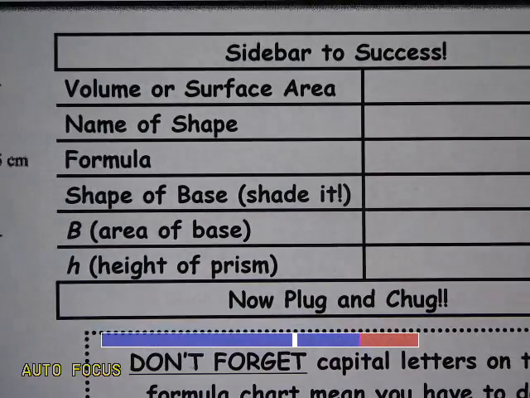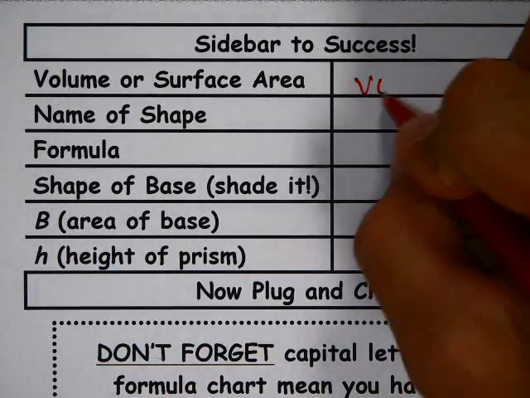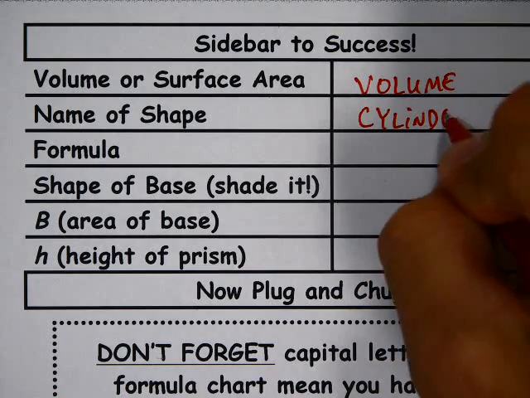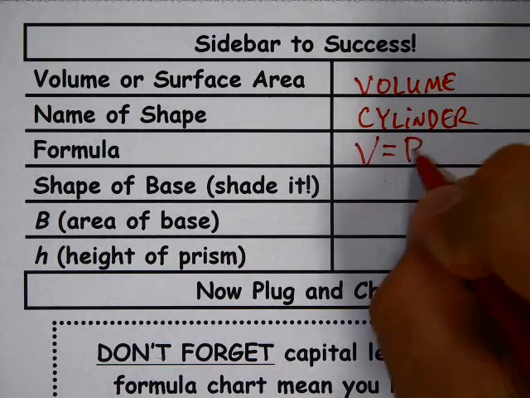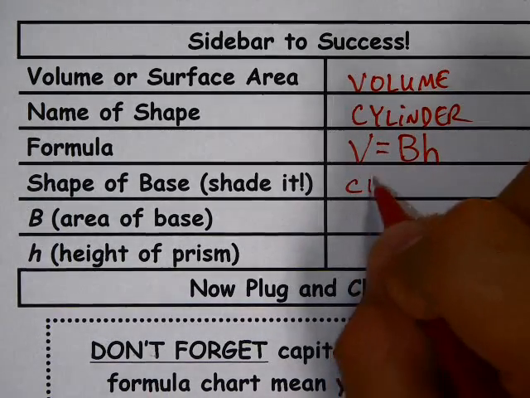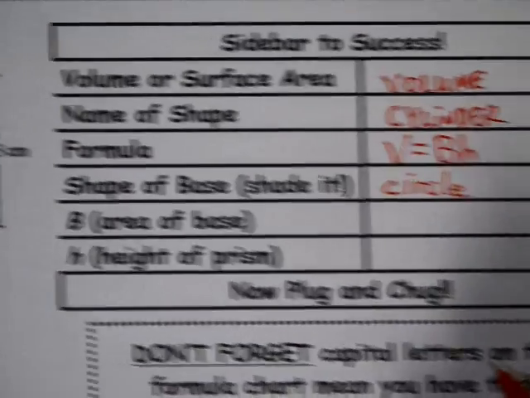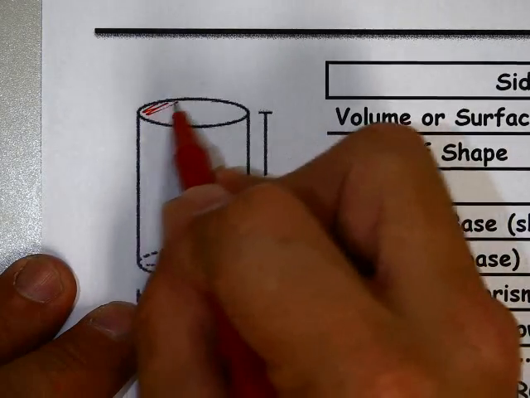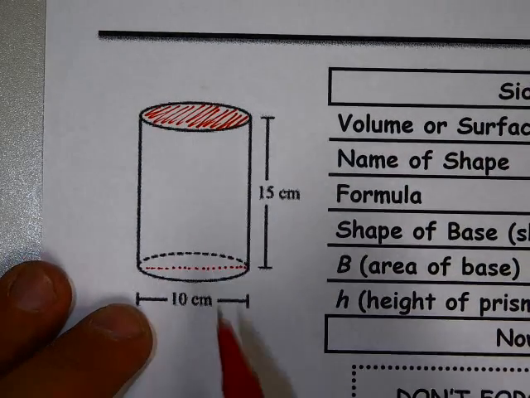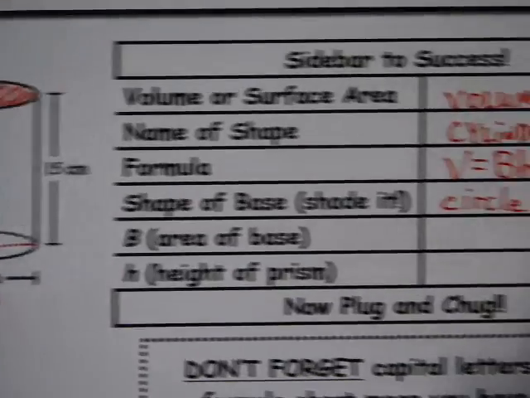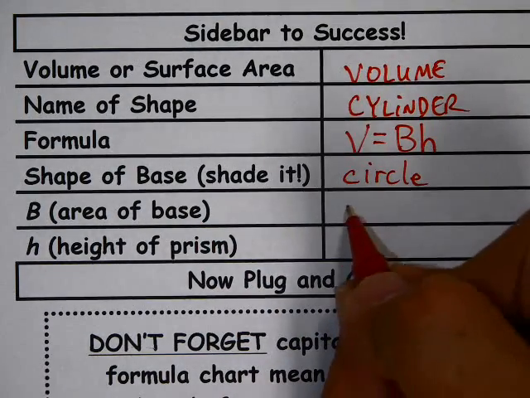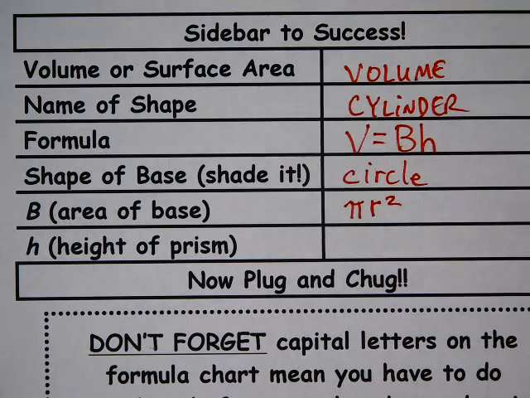Volume or surface area? We're doing volume. The name of the shape is a cylinder. The formula is still big B times H, area of the base times the height. Shape of the base is a circle. It wants us to shade it in, so I'm just going to shade in this top one because I don't want to cover up the diameter that I put down here. But I know that's also another base. And now, area of the base. Again, area of the base is the circle. I would have looked at my formula chart and found pi times radius squared.